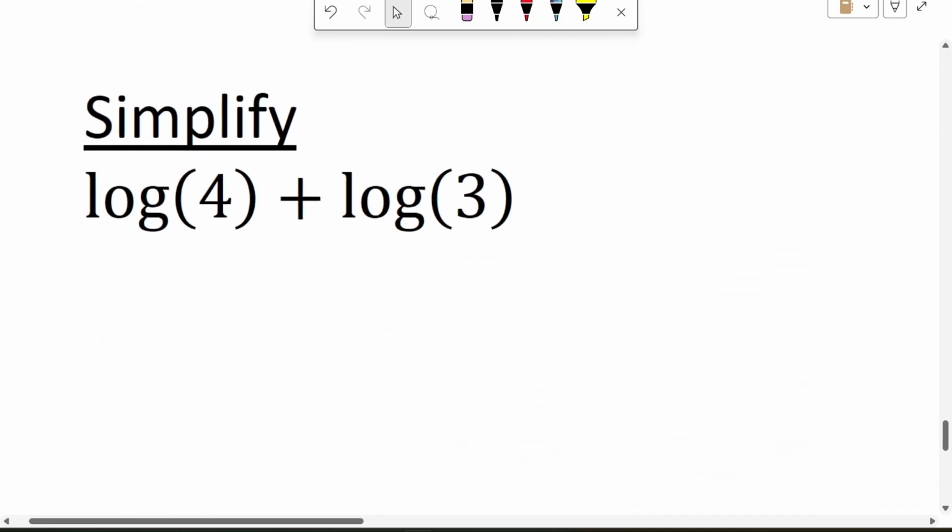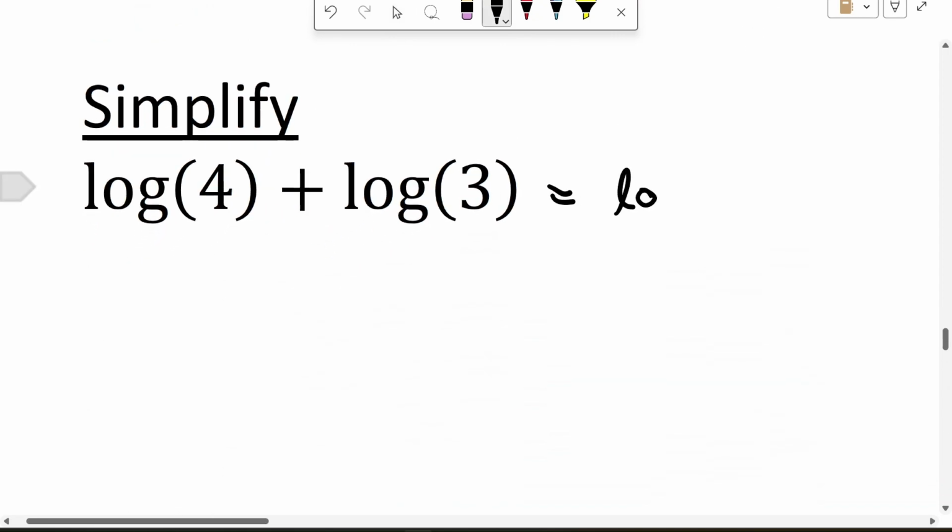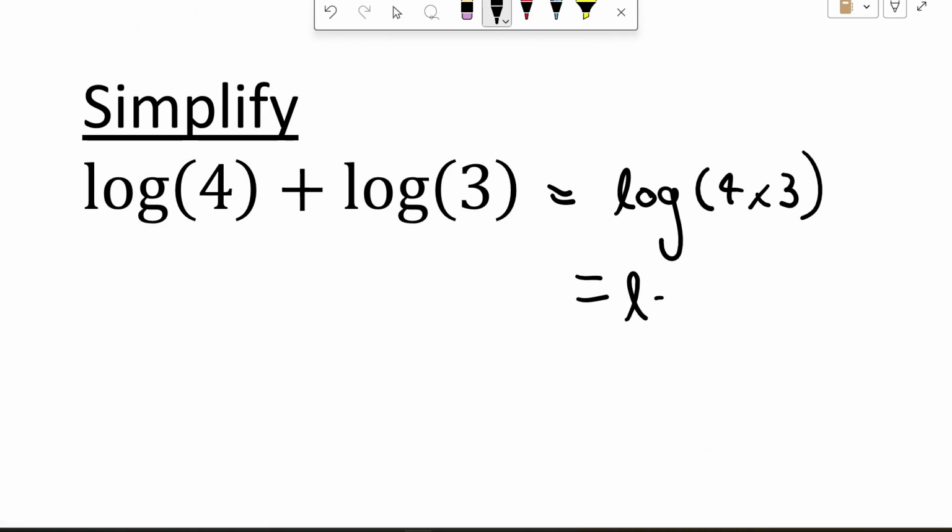All right, then we have our log laws. So plus becomes times. So this becomes log of 4 times 3, which we can simplify all the way down to log of 12.